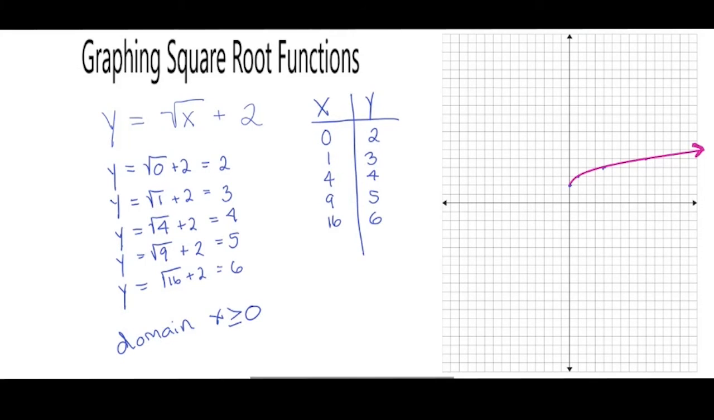So that is what our graph looks like. You'll notice that it never gets lower than y equals 2. So that means that our range is y is greater than or equal to 2. So that's the domain and range. And here is our graph for y is equal to the square root of x plus 2.